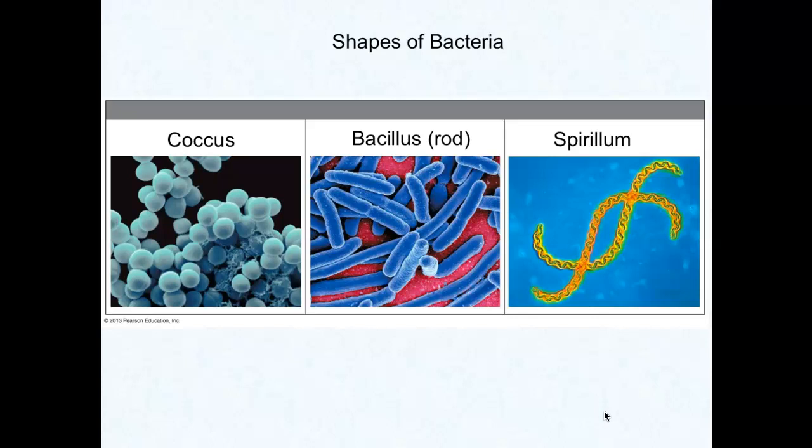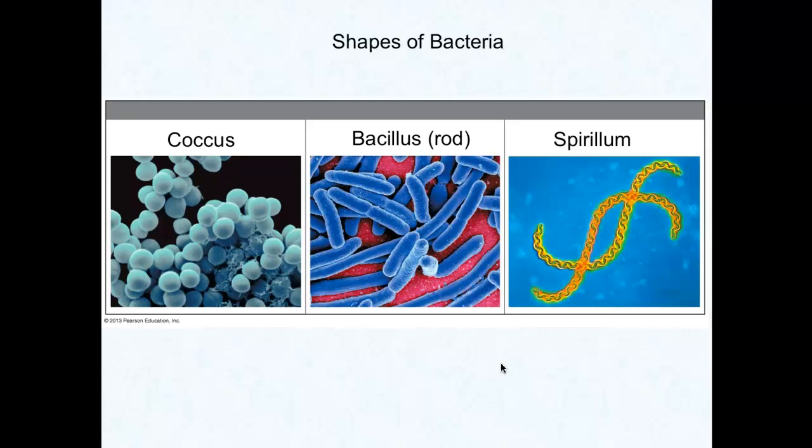And number 6 brings us to this slide, the 3 different kinds of shapes. So bacteria are pretty simple. They just come in 3 shapes. Coccus is a round ball. Bacillus is otherwise known as a rod because it looks like a little hot dog. And then spirillum is a spiral-shaped bacteria. So bacteria are either coccus, bacillus, or spirillum.